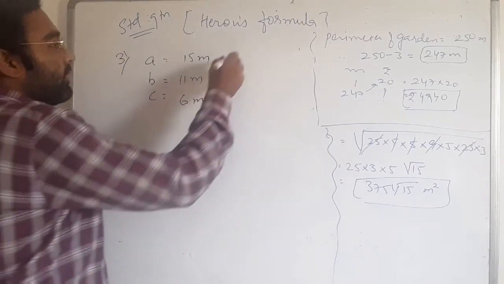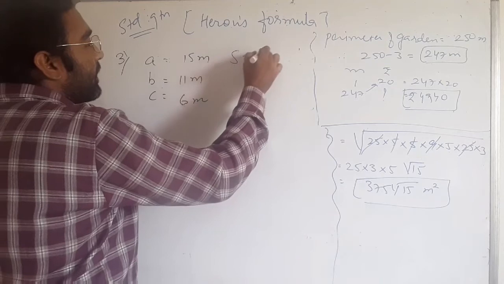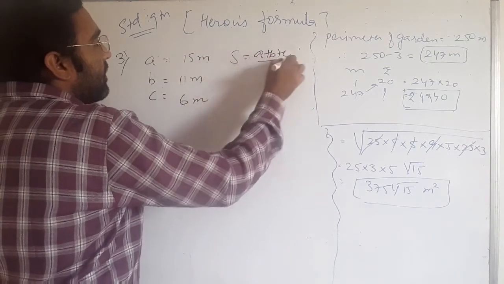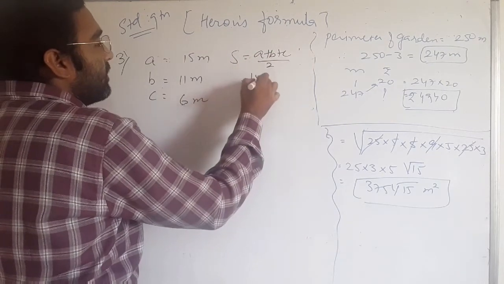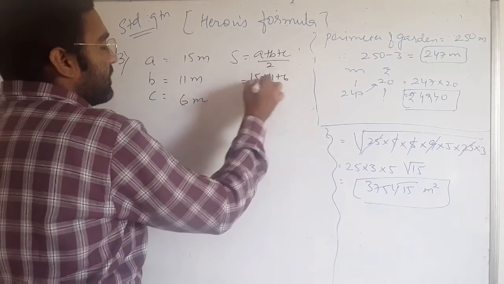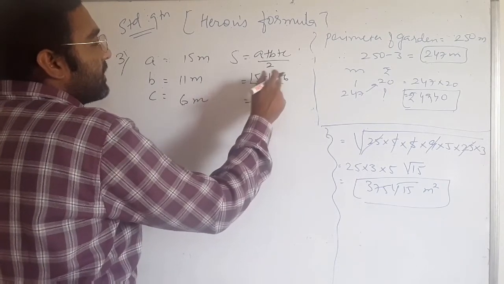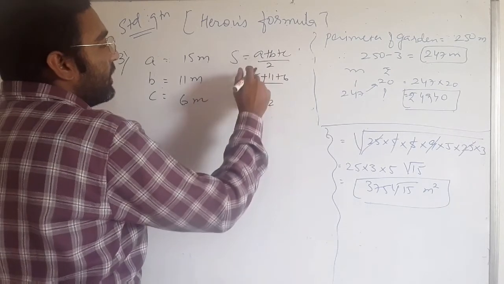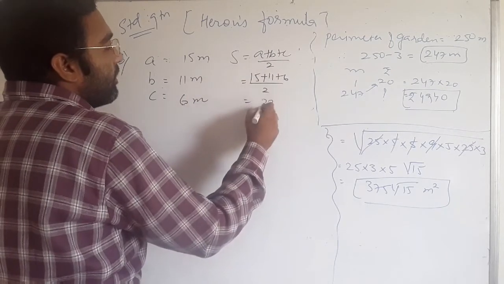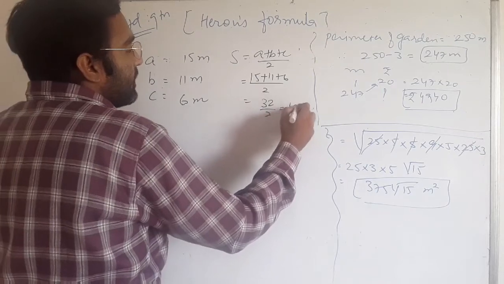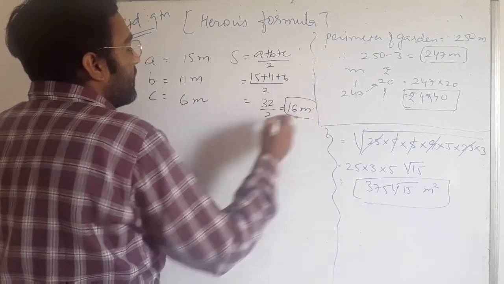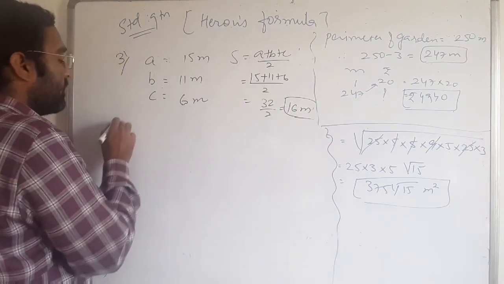So here we have to find the semi-perimeter, that is (a plus b plus c) by 2, that is (15 plus 11 plus 6) by 2. That is 32 by 2, that is 16 meter. Okay, so my semi-perimeter is 16 meter.